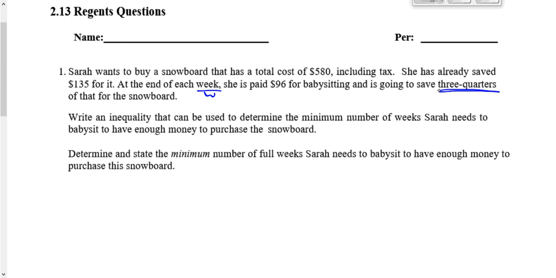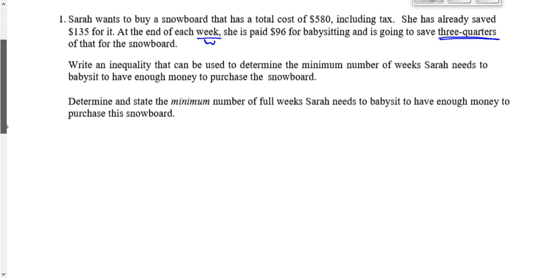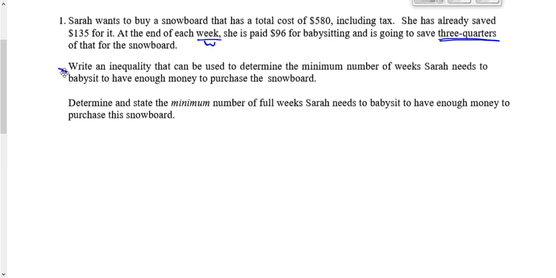So let's find out what that rate of change really is. Tell me what to multiply here. So we're doing this part down here. It's $96. She's saving 3/4 of it. So 3/4 times $96, that's 96 times 3 divided by 4. Everyone else get up and get a calculator. Let's do that now instead of sitting there drooling. So 72 will be our rate of change, okay?